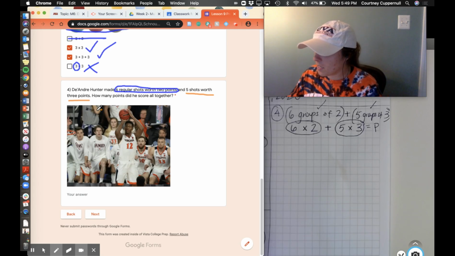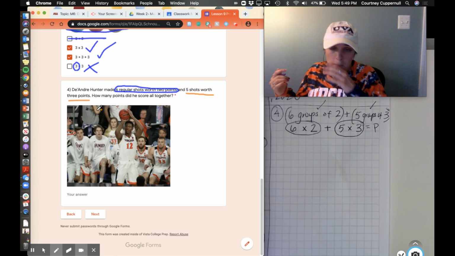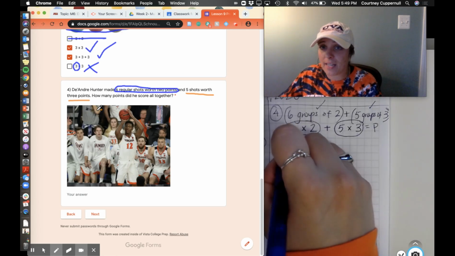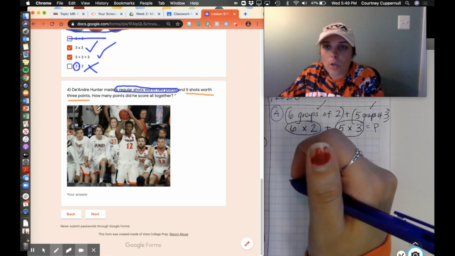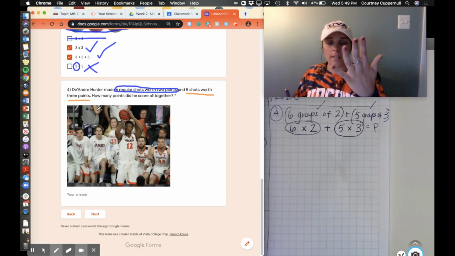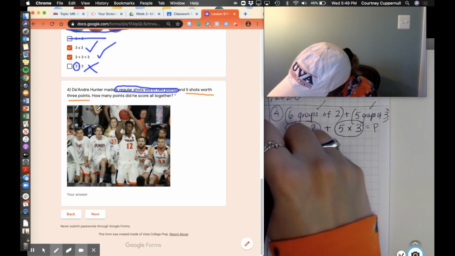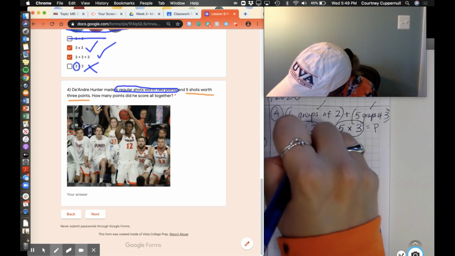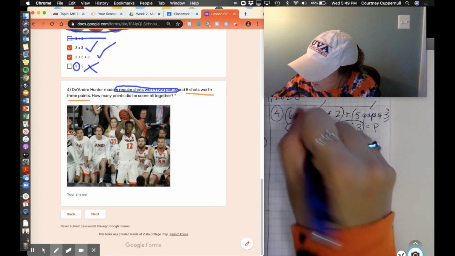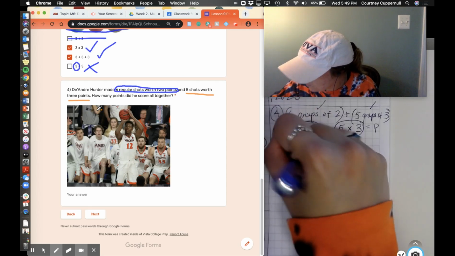But think about this. This means 6 groups of 2. So I'm always going to do that first, because I don't know what 6 groups of 2 is yet. So let's do this part together. 6 groups of 2. That means I can count by 2s 6 times, or by 6s 2 times, however you want to do it. So I'm going to go 2, 4, 6, 8, 10, 12. And I write that underneath. 2, 4, 6, 8, 10, 12. I know that was 1, 2, 3, 4, 5, 6. So I know that this is equal to 12. So this group right here is equal to 12.